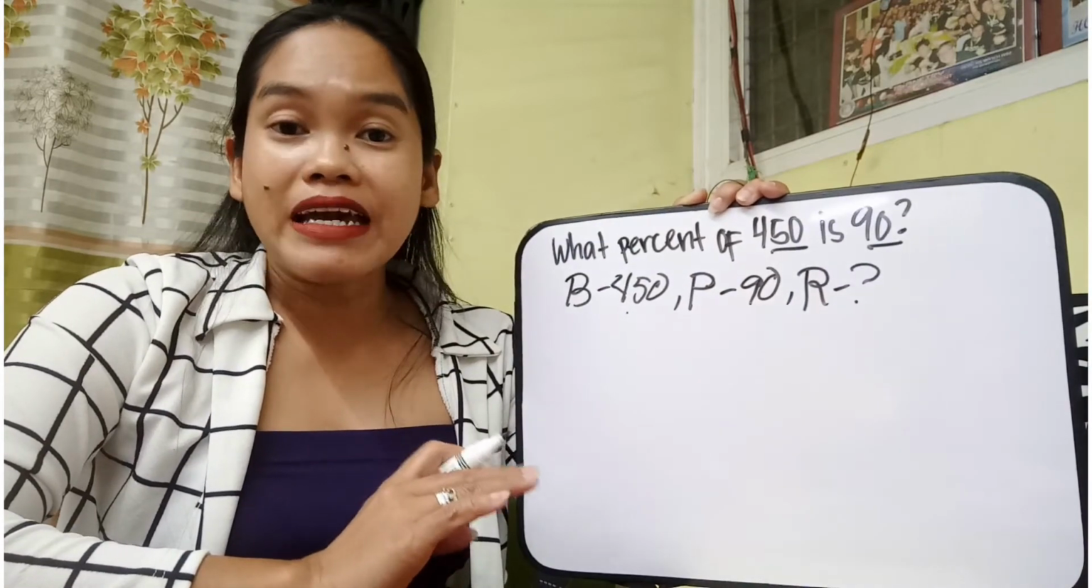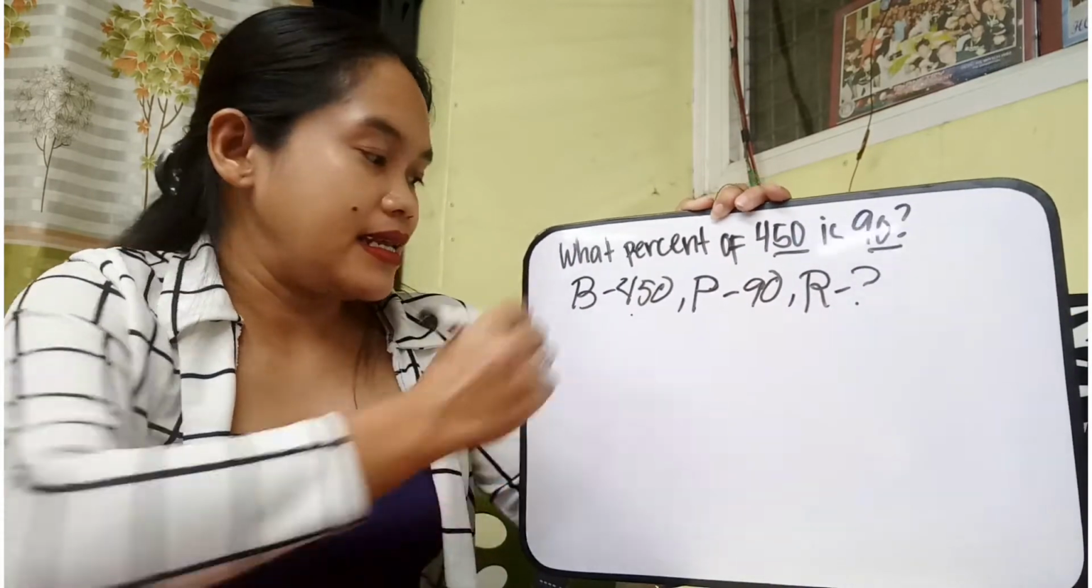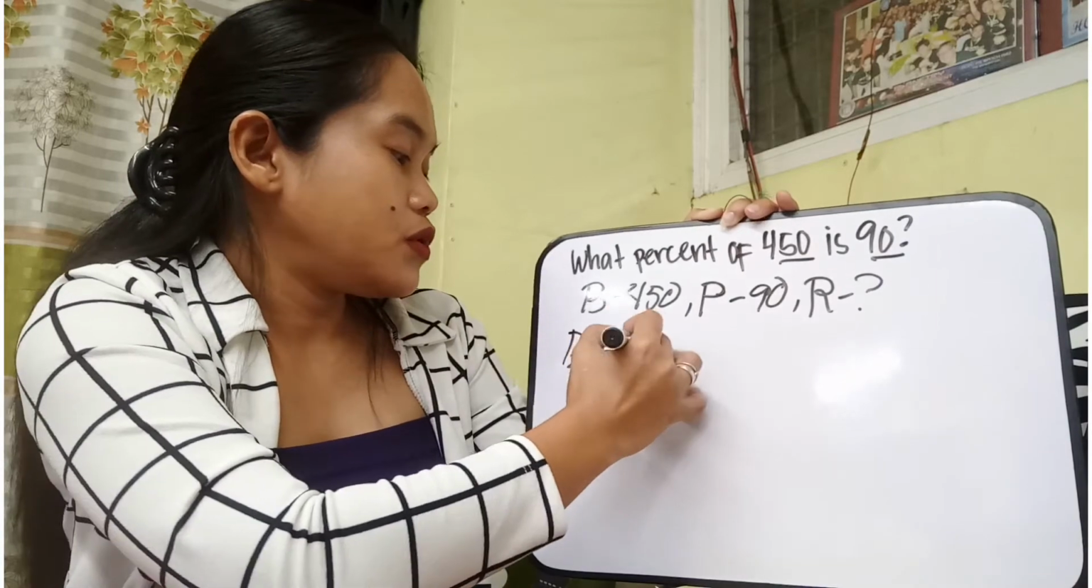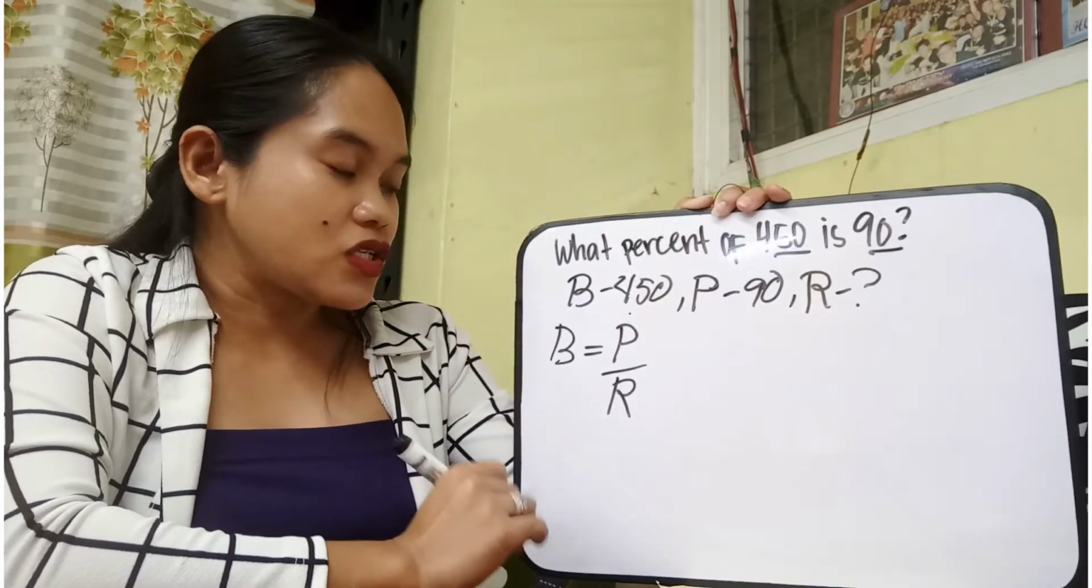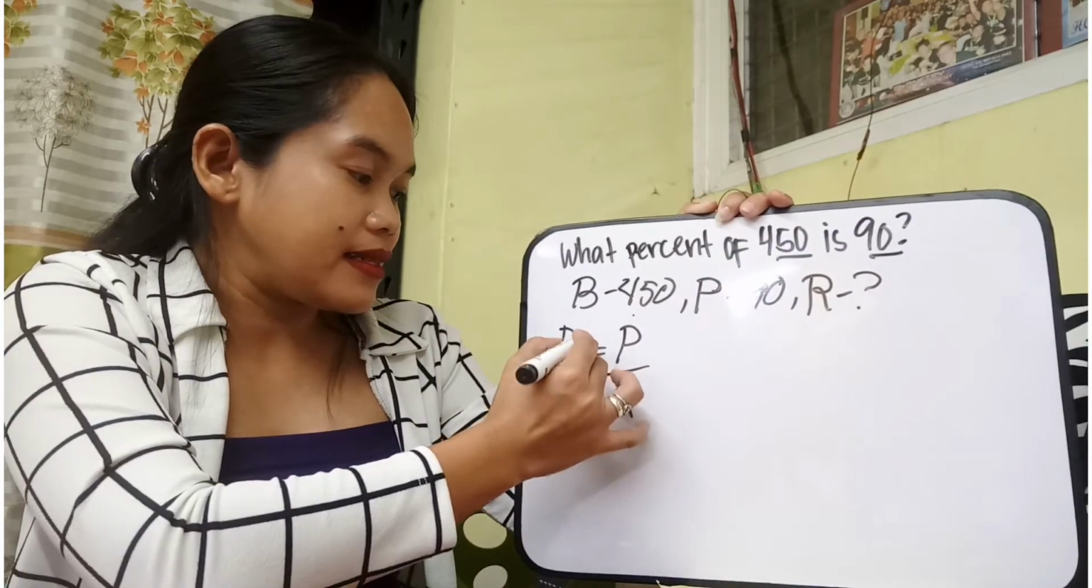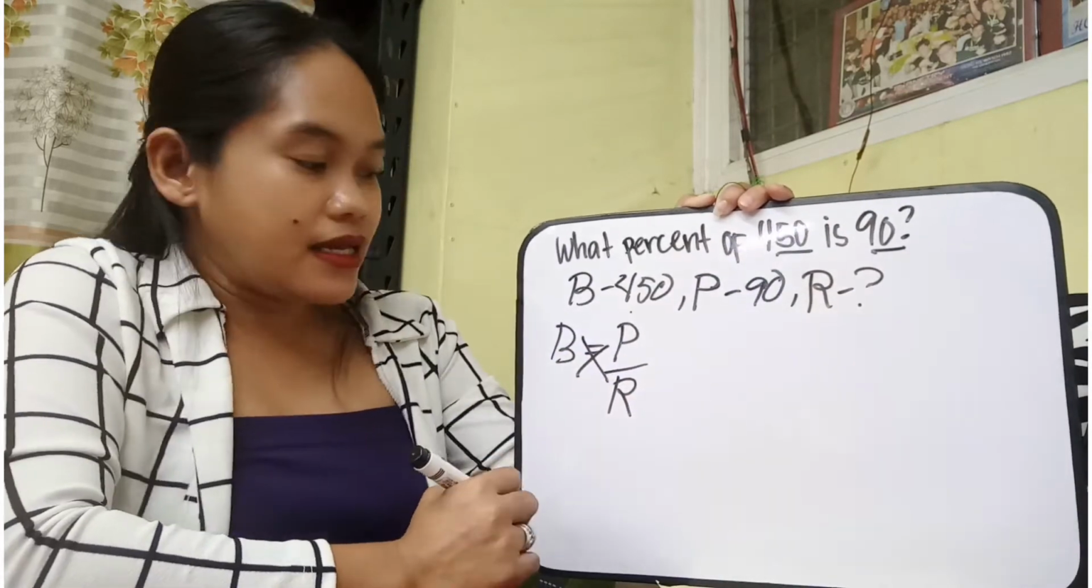Ngayon, ano naman ang formula in finding rate? So, ano yung formula natin kanina? Base is equal to percentage over rate. Ngayon naman, si rate ang hahanapin natin. So, ang gagawin natin again is i-cross multiply natin siya para makuha natin ang formula ni rate.